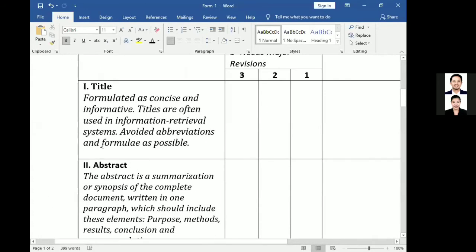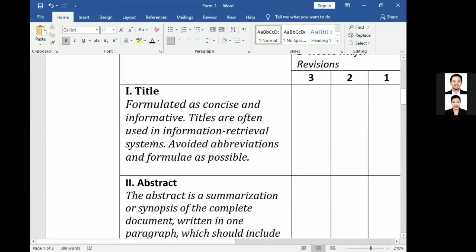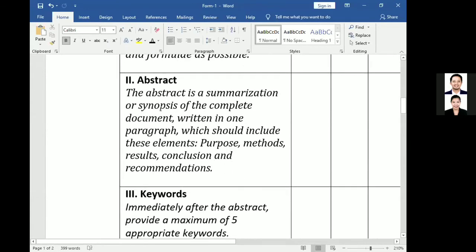So you can have there the title, okay? It should be formulated as concise and informative as possible. The titles are often used in information retrieval systems, so you have to suggest a good title instead, avoiding abbreviation and formula as much as possible. Next is the abstract.